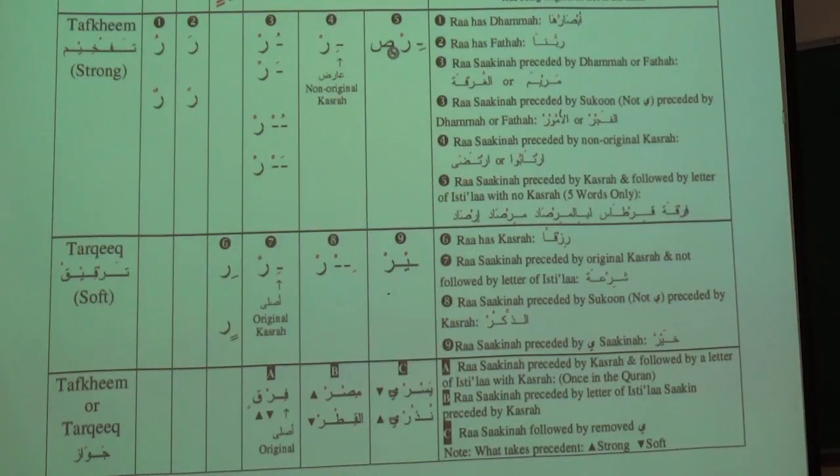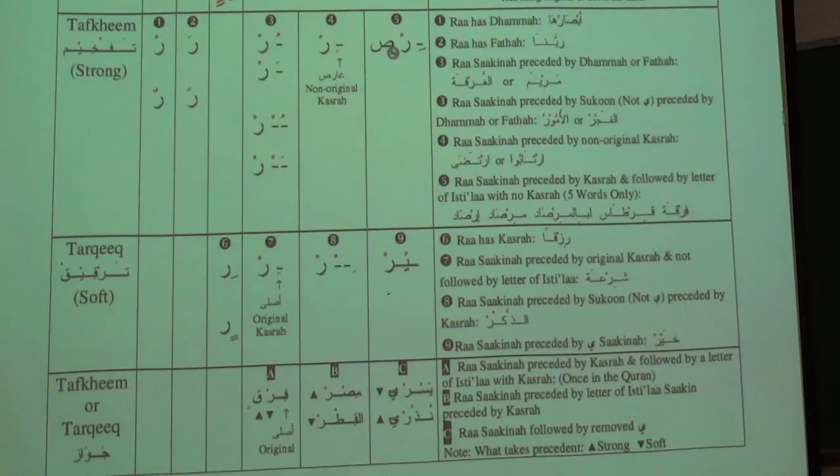All right, can we move on to the next point here, number 5? Are we ready for number 5? Number 5 is when the Ra has a sukoon and before it a kasra and after it a harf isti'la, a letter of isti'la that doesn't have a kasra. This is one of the most complicated things to say, right?